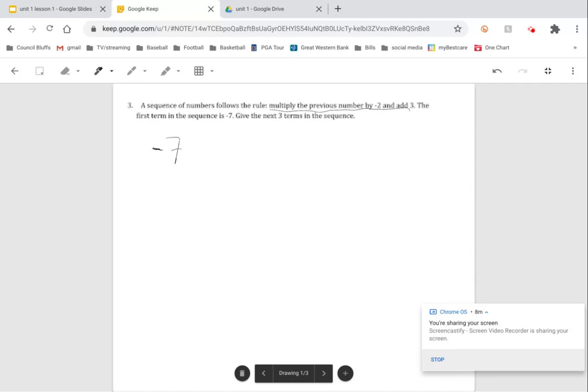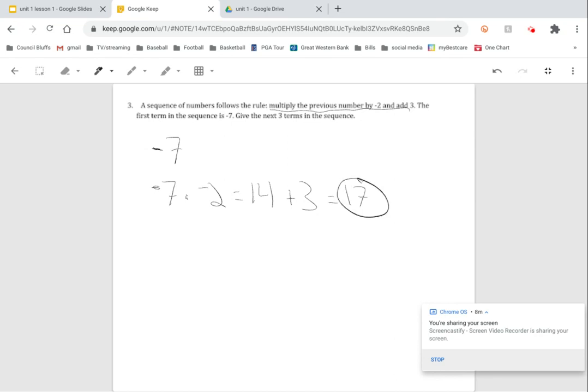So to find the next term, we're going to multiply the previous number by -2. So -7 times -2 is +14. And then add 3. So the next term is 17.